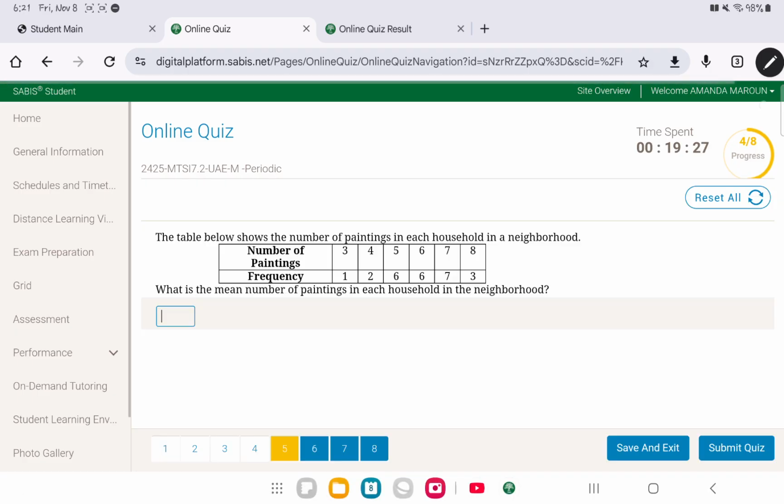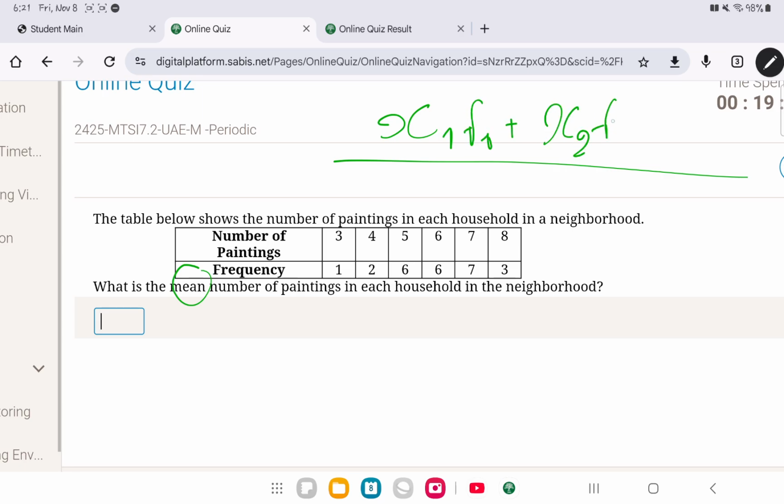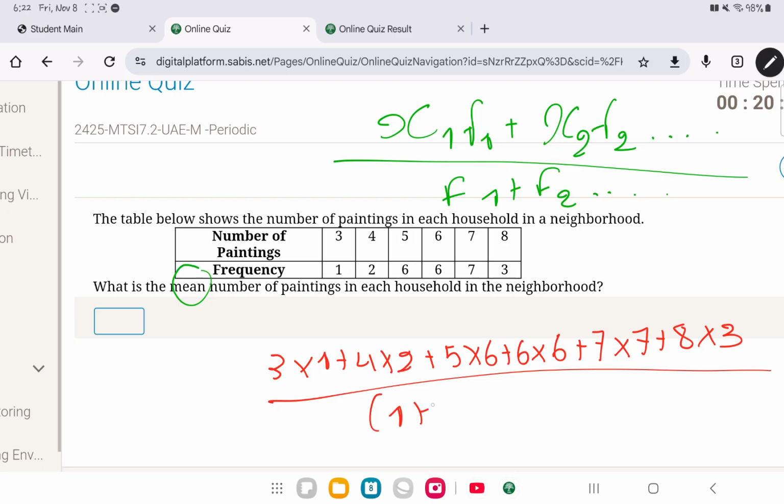Now we move on to question number 5. Again, we are talking about mean. They are asking for the mean number of paintings in each household in the neighborhood. Very simply, to find the mean number, we are going to do number 1 multiplied by its frequency plus number 2 multiplied by its frequency, etc., over the total frequency. So it's going to be 3 times 1 plus 4 times 2 plus 5 times 6 plus 6 times 6 plus 7 times 7 plus 8 times 3 over 1 plus 2 plus 6 plus 6 plus 7 plus 3.